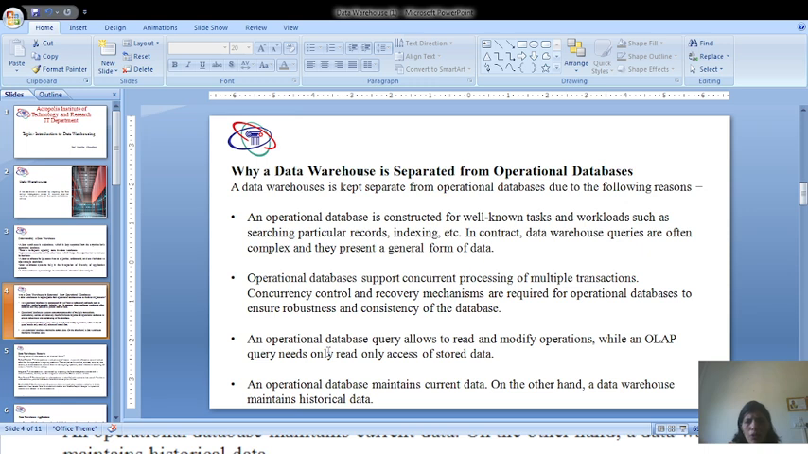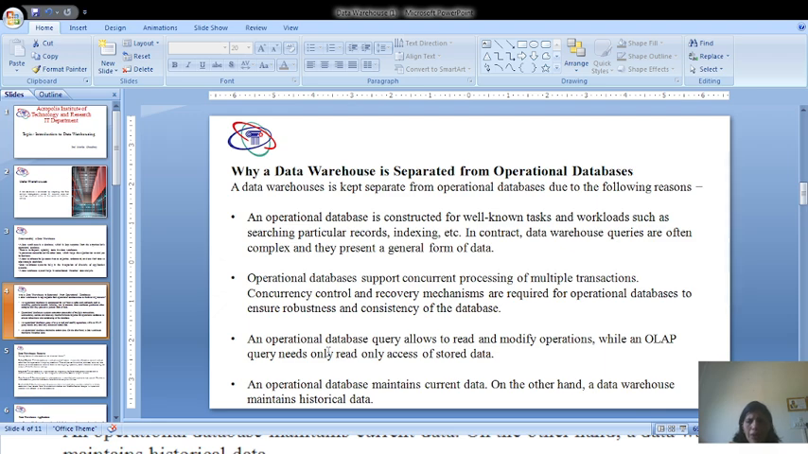Operational database supports concurrent processing of multiple transactions. Concurrency control and recovery mechanisms are required for operational database to ensure the robustness and the consistency of the data. Means operational database will follow the ACID properties of the database. It will remain atomic, consistent, isolated, durable.